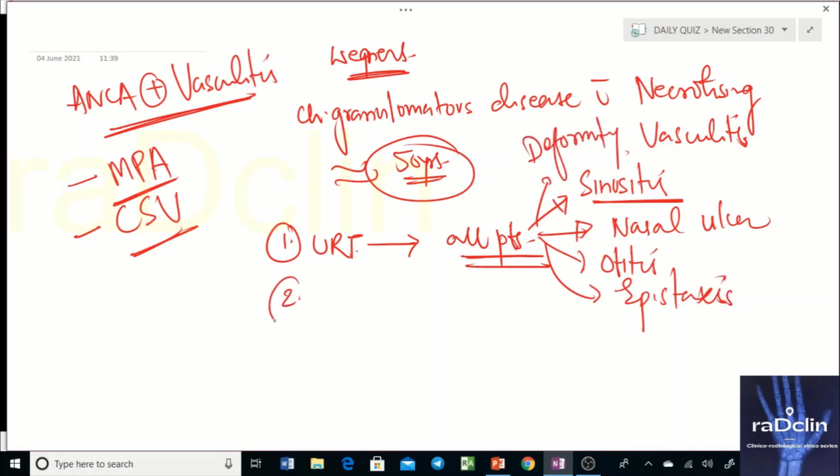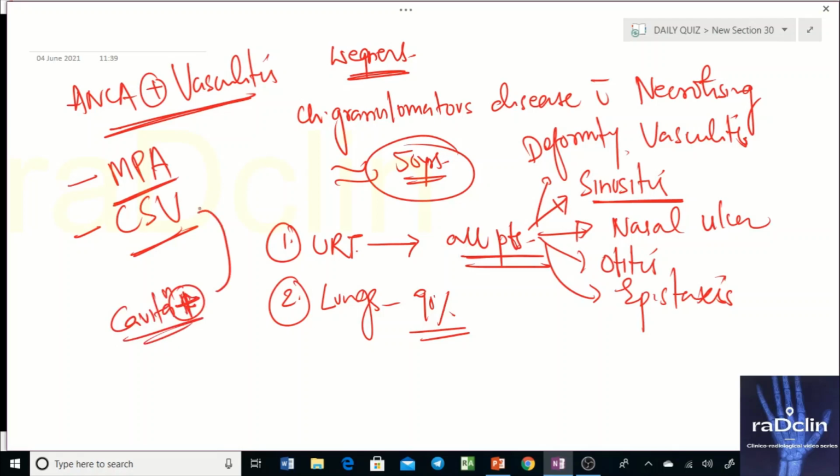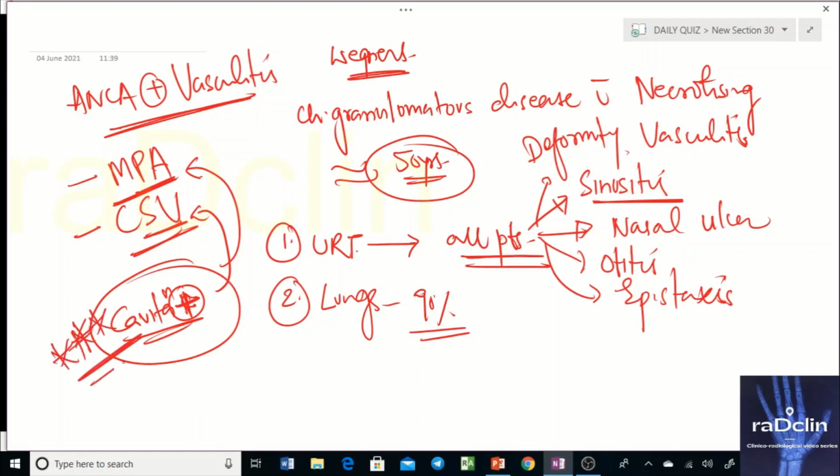Second involvement is your lungs, involved in 90% of cases, with one feature that I have already told you, which is multiple cavitating nodules or masses. And this cavitation is important. This cavitation is one thing that differentiates it from these two entities. These two entities can also have multiple nodules, scattered multifocal nodules in bilateral lung fields. But the cavitation feature is very exclusive for Wegener's, because if cavitation is not there, then Wegener's is less likely.